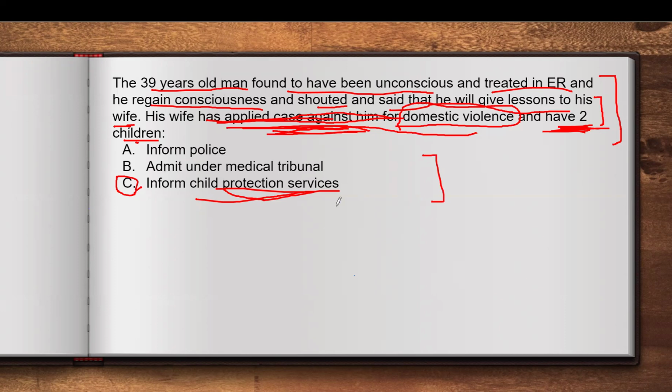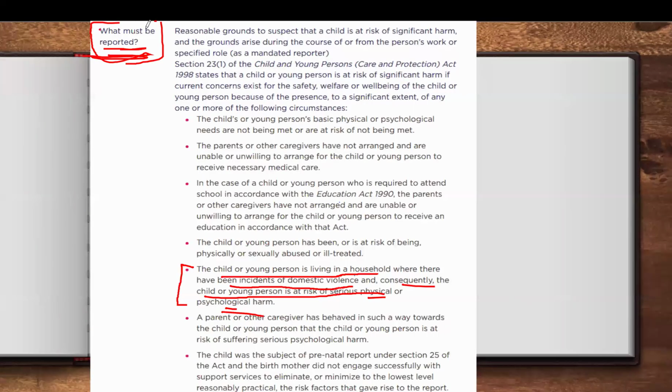Because if at some place the children are in some dangerous area or they have some harm or any risk of harm, and if you don't inform the child protection services, you can get a penalty. You can get your license cancelled. Many things can happen, so it is recommended to inform child protection services wherever there is a risk of harm to the children. And this is written under what must be reported: must. So for children living in a household where there is domestic violence, you must report to child protection services.